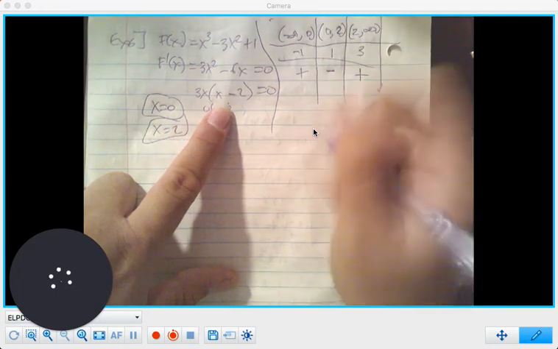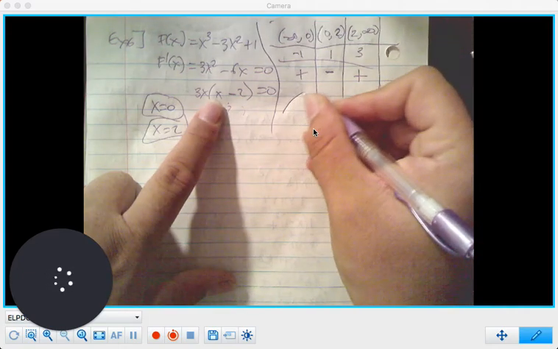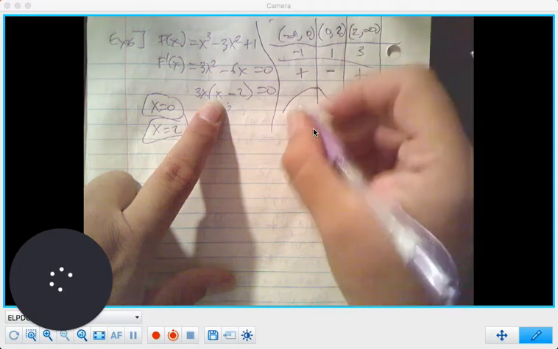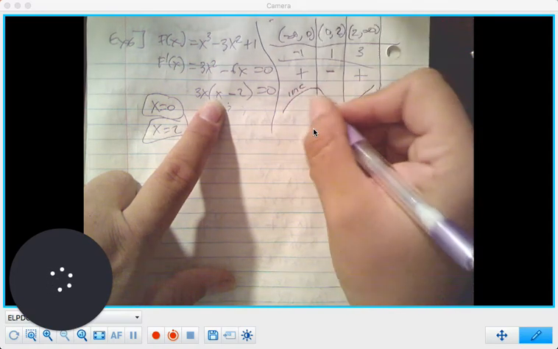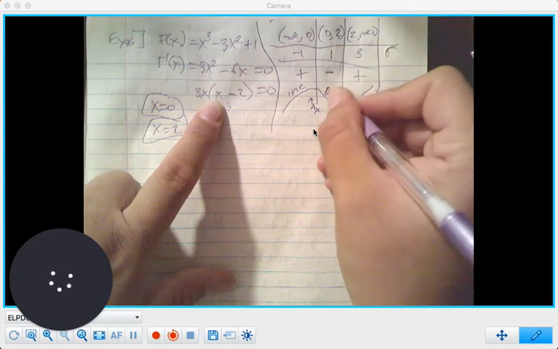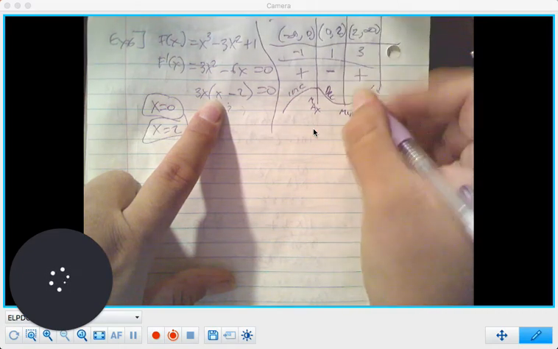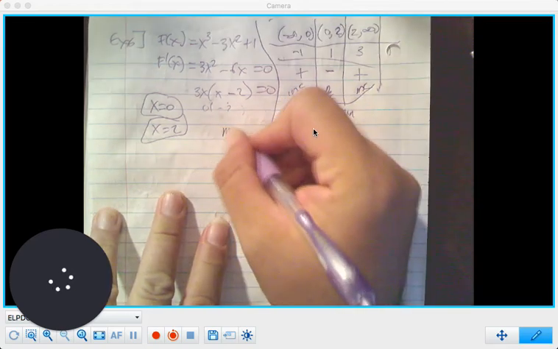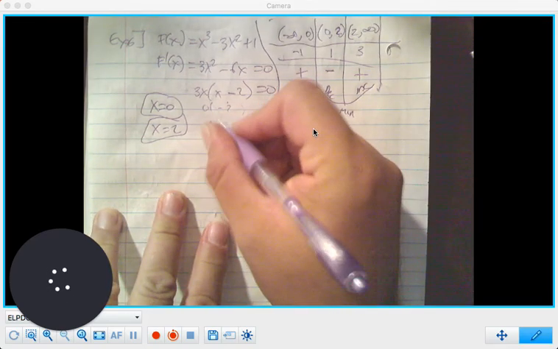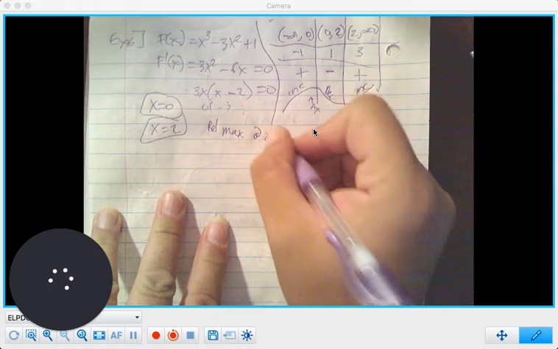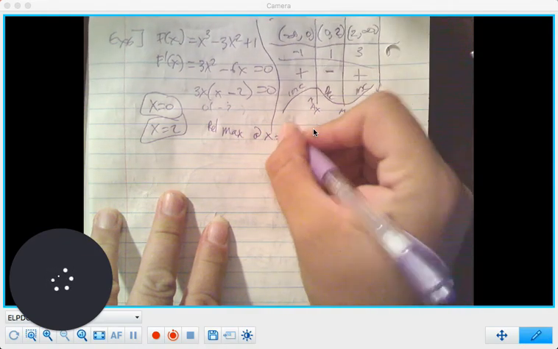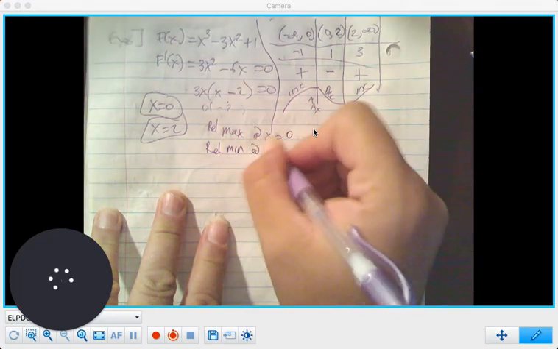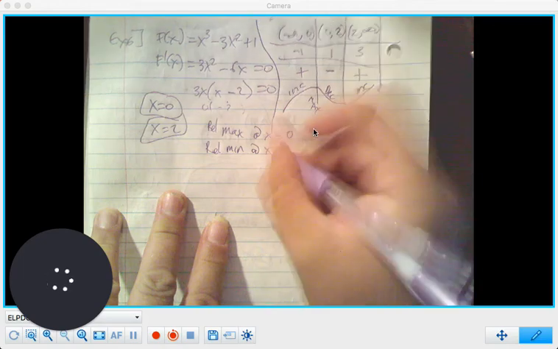Okay? What did we just find? Increasing, max, decreasing, min, increasing. We're done. Okay? Remember we put relative max at x equals 0. Relative min at x equals 2.